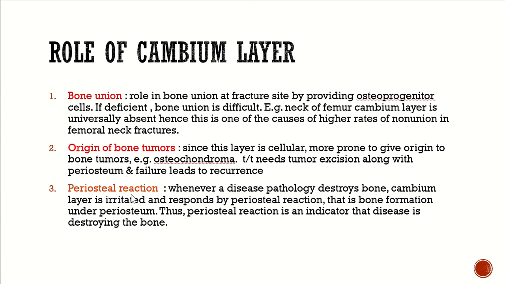And the third one is periosteal reaction. Whenever disease pathology destroys the bone, the cambium layer is irritated and responds by periosteal reaction. Periosteal reaction means bone formation under the periosteum. Thus, periosteal reaction is an indicator that disease is destroying the bone.